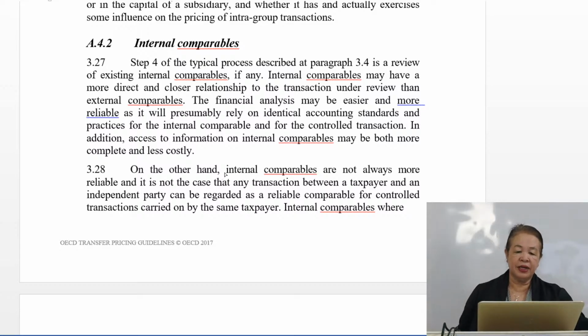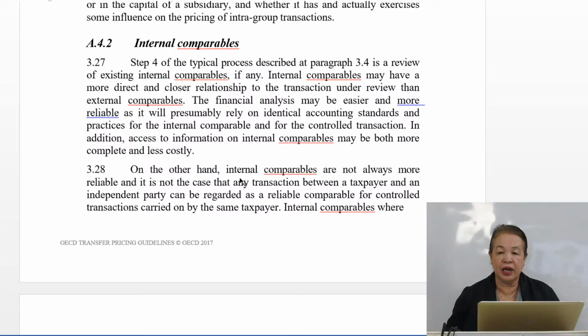The financial analysis may be easier and more reliable as it will presumably rely on identical accounting standards and practices for the internal comparable and for the control transaction. In addition, access to information on internal comparables may be both more complete and less costly. On the other hand, internal comparables are not always more reliable, and it is not the case that any transaction between a taxpayer and an independent party can be regarded as a reliable comparable for control transactions carried on by the same taxpayer.